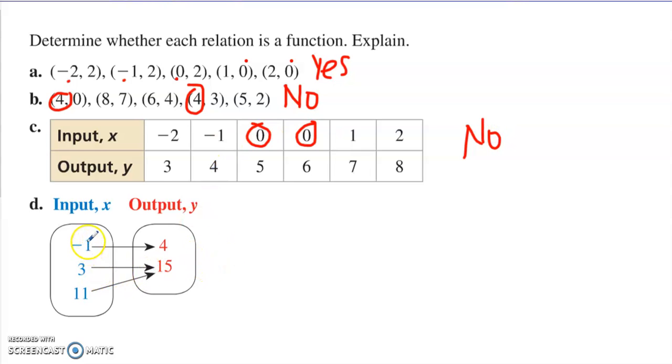Right here, this is a function. It's okay if our y's repeat. We can have the same output, but these are two different numbers going to this y, and that is completely okay.